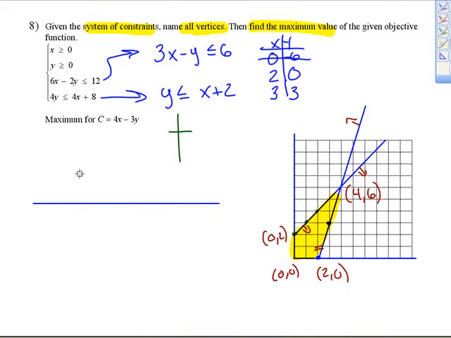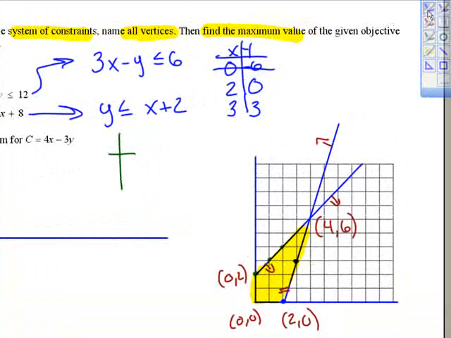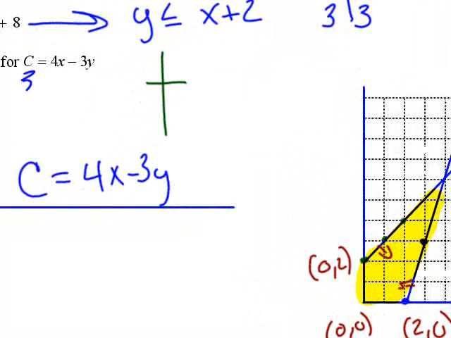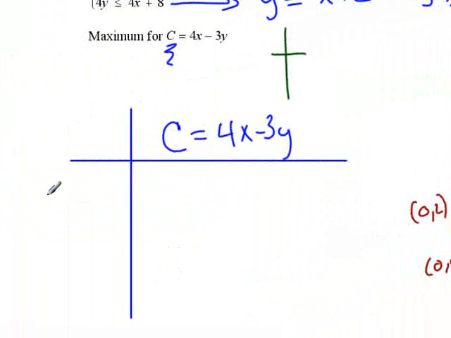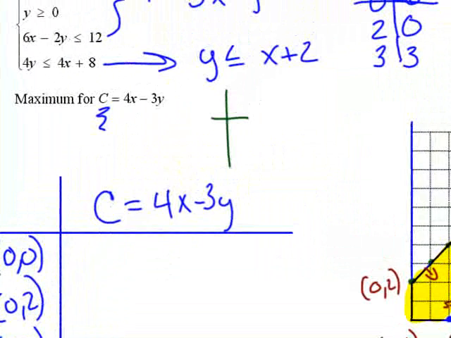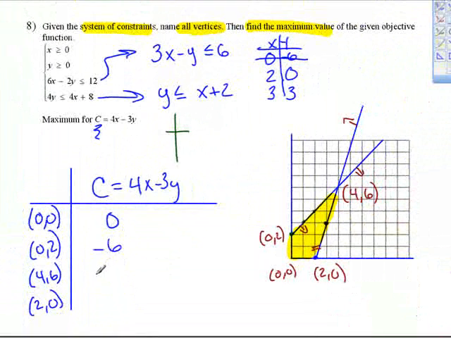And we've got to now check for a maximum. My cost function is 4x minus 3y. I don't know why I want to maximize cost, so let's just call it a C function. The vertices are 0, 0, 0, 2, 4, 6, and 2, 0. Let's see, 0, 0 substituted in for x and y gives me 0, 0, 2 gives me a negative 6, 4, 6 gives me a negative 4, and 2, 0 gives me an 8.